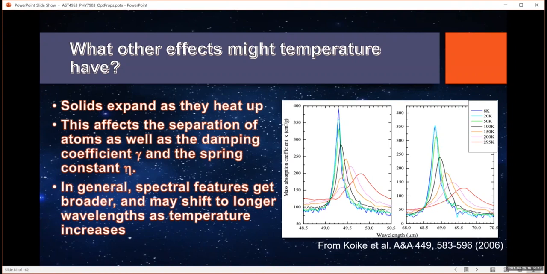That's at 295 Kelvin. As we cool it down to 200 Kelvin, now it's at a slightly shorter wavelength and it's slightly narrower. We cool it down another 50 Kelvin and it's got shorter wavelength and narrower. As we cool it down some more, it's getting more and more sharp, peaking at shorter and shorter wavelengths. You can see exactly the same trend in this feature, which is at around 69-ish microns, moving from just under 70 microns to under 69 microns, depending on the temperature of the solid.